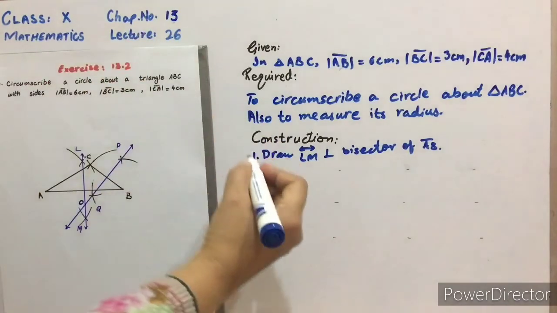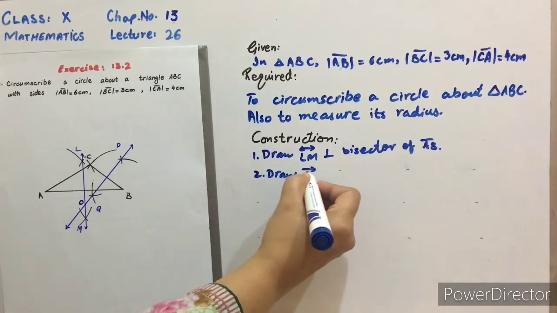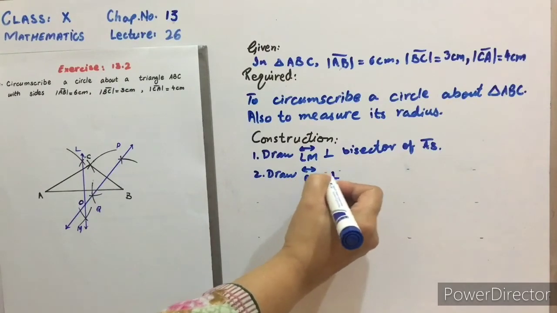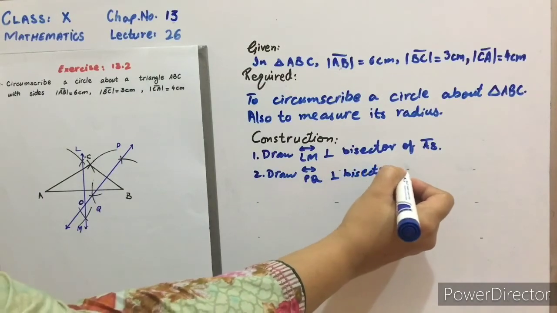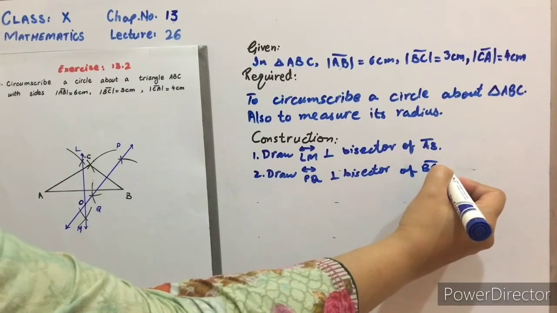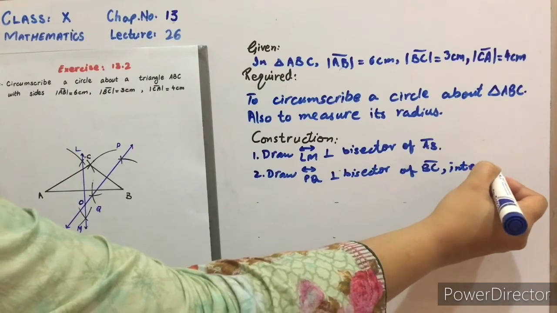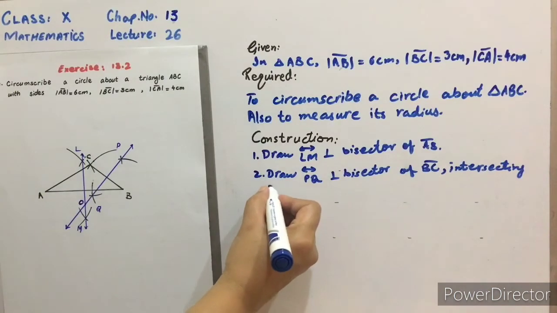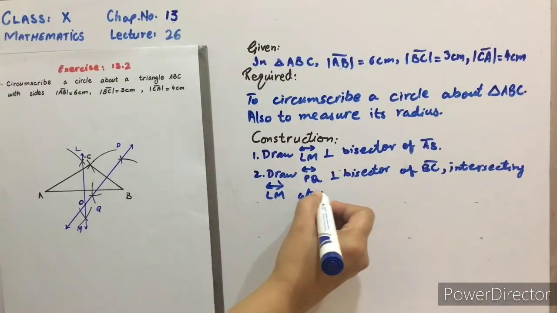We will note down the step. Step number 2: draw line PQ, the perpendicular bisector of line segment BC, intersecting line LM at point O.